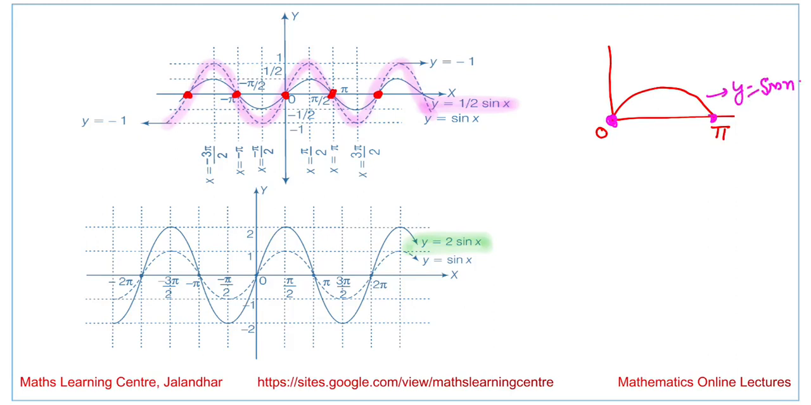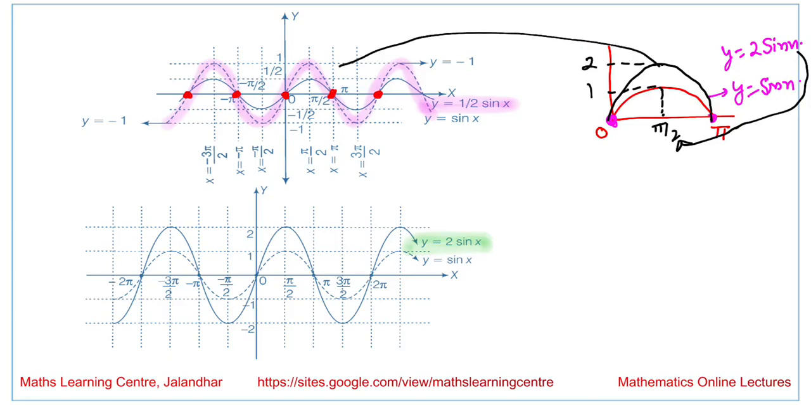Now if I have to plot y is equal to 2 sine x, the value at pi by 2, earlier it is 1. Now if we substitute x is equal to pi by 2, the value of the function will become 2. It means the graph is basically stretched in this portion. This thing is shown over here. In this case the graph of this portion is stretched.